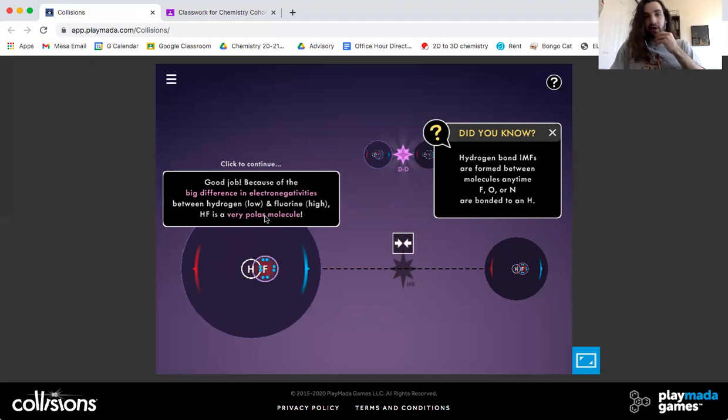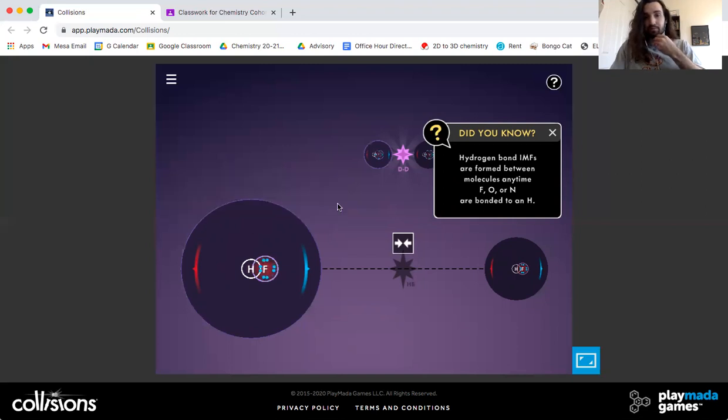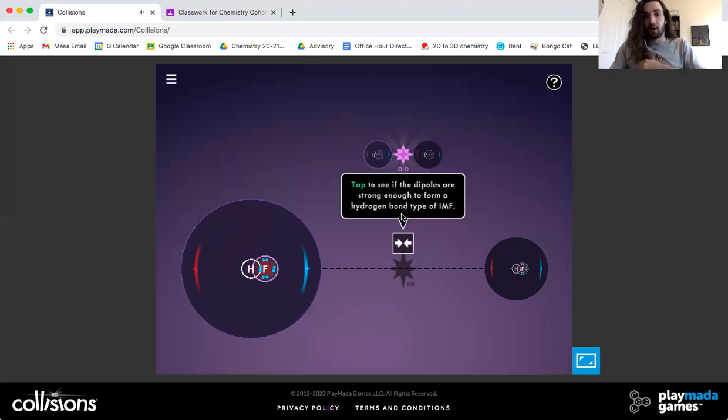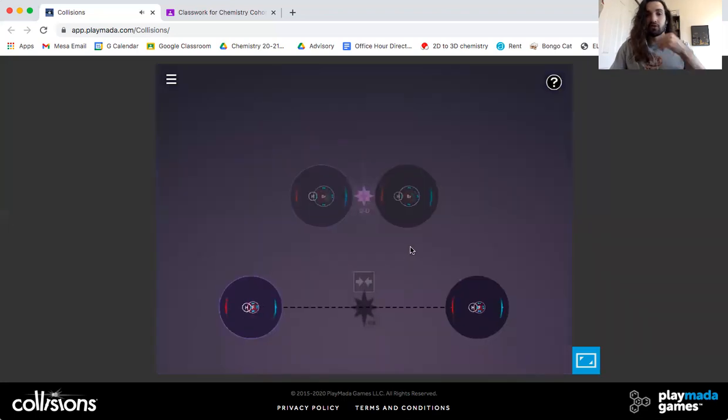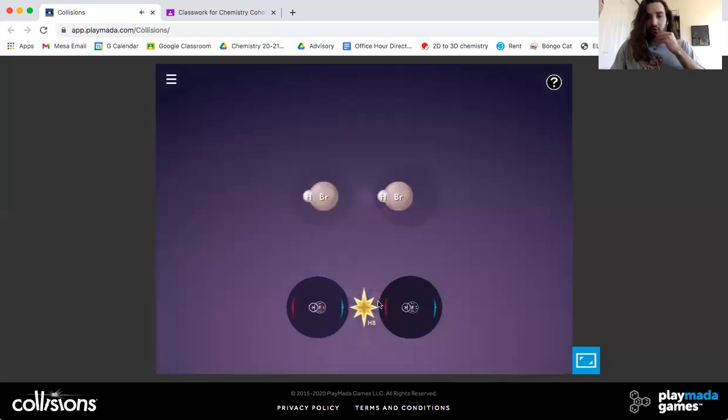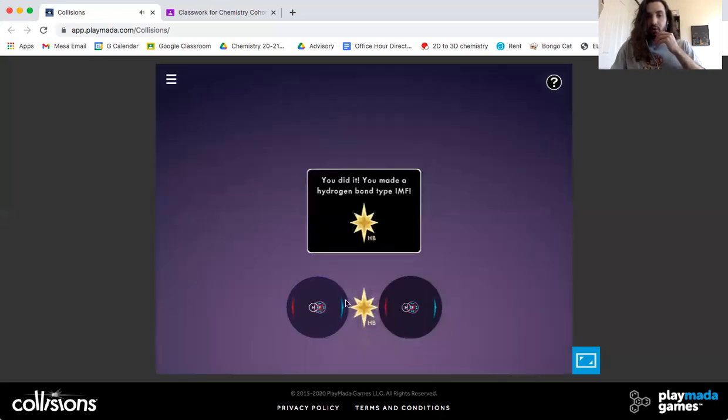We might have classified this before as ionic. We are going to classify this as a very polar molecule. So we're going to tap to see if this is strong enough here. Let's see if this is strong enough. Ooh, looks like that forms a super strong dipole-dipole.